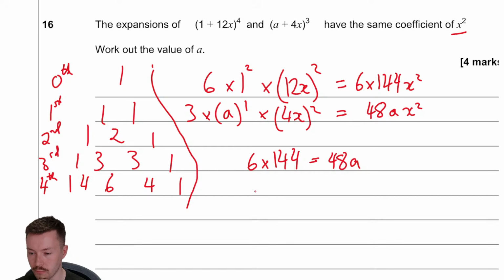Basically, I might need to do 6 times 144 and then divide by 48. I don't know if I could be particularly bothered to do that. I want to see if there's a quicker way to do it. Maybe there isn't. The only thing I'm thinking here in terms of maybe making it quicker is writing things as a product of prime factors and then cancelling things out.